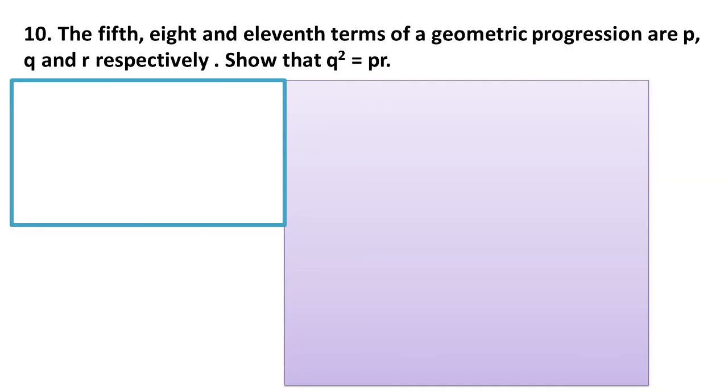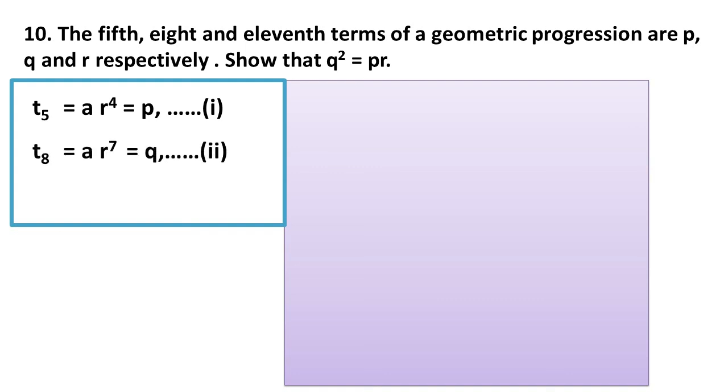Question number 10. The fifth, eighth and 11th terms of a geometric progression are P, Q and R respectively. Show that Q square is equal to P into R. List out the results which are given in the question. Fifth term T5 as P, eighth term T8 as Q and 11th term as R. Mark these terms as result number 1, 2 and 3 respectively.